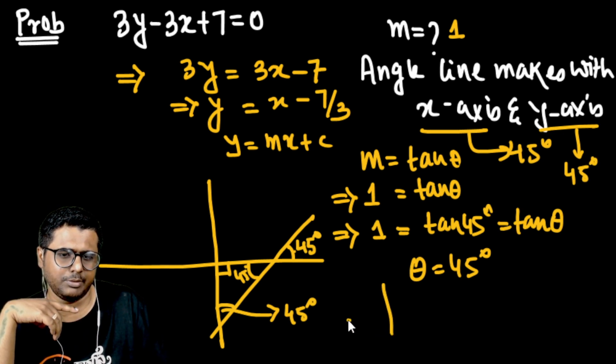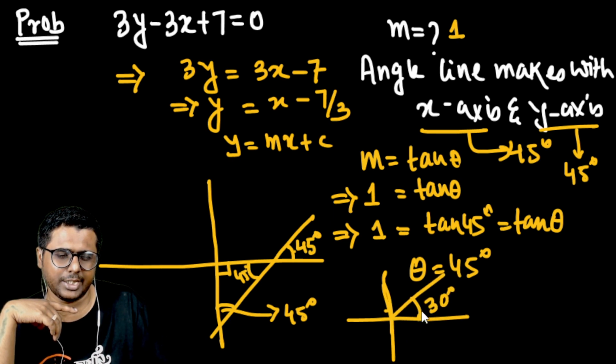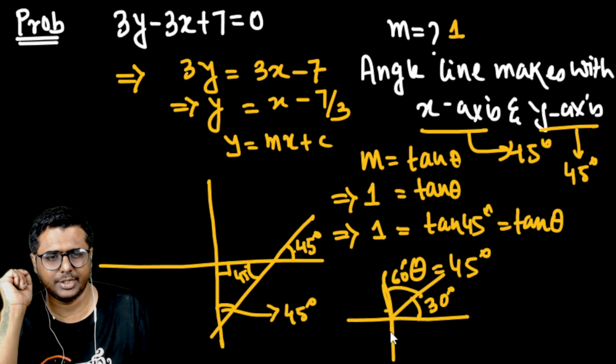Normally also I can explain it in a very easy fashion. If this is the line, if it makes say 30 degree with the x axis, it will make 60 degree with the y axis. So this is pretty easy stuff, right? So you can easily calculate the angles.